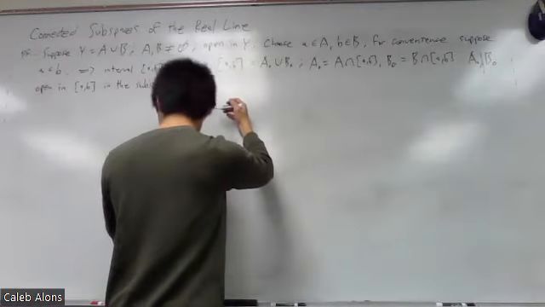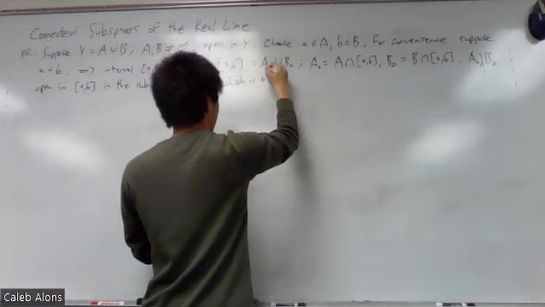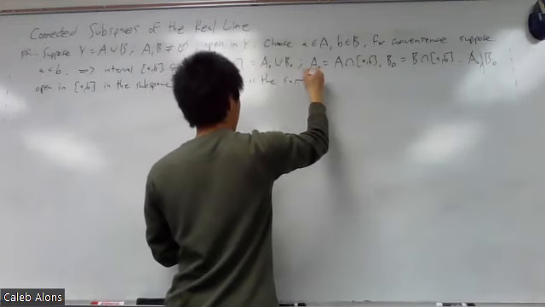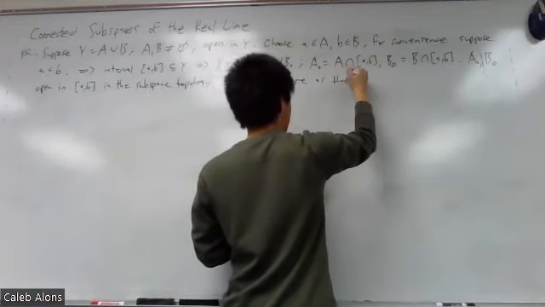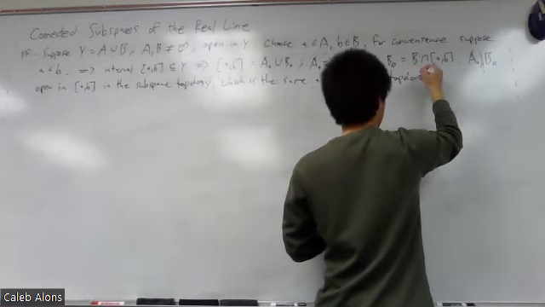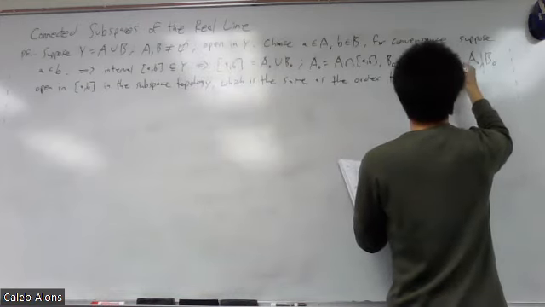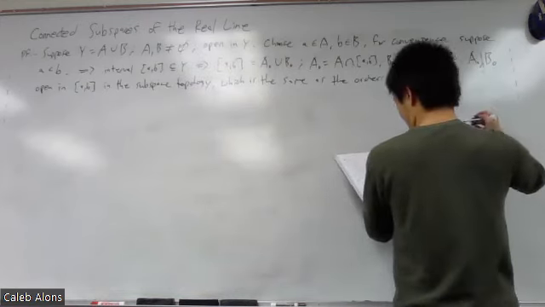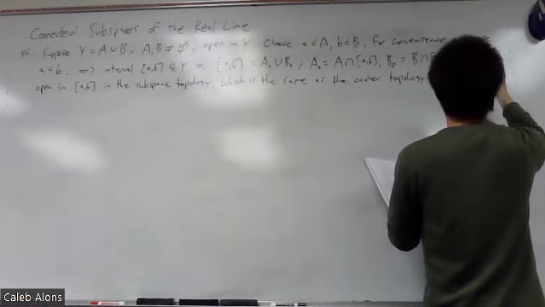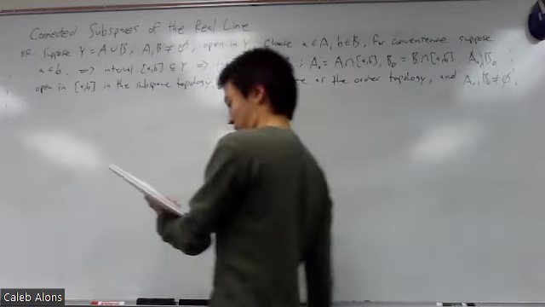Topology, which is the same as the order topology, same as the order topology, and our choice of A naught and B naught essentially guarantees that they're not going to be empty.